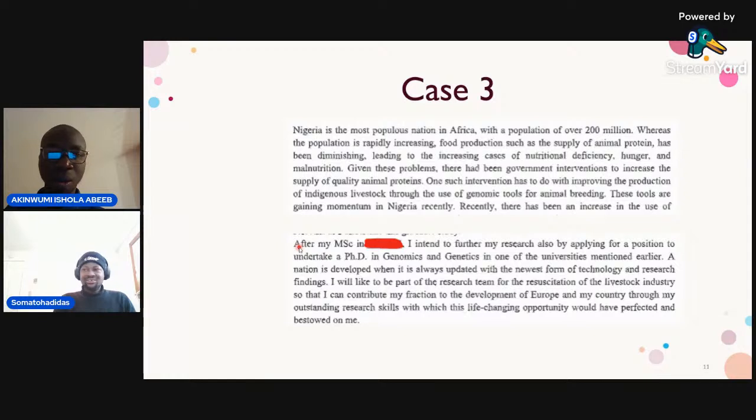And then they concluded: after my MSc, I intend to further my research by also applying for a PhD position in genetics and genomics in one of the universities mentioned earlier. A nation is developed when it is solely updated with the newest form of technology and research findings. I would like to be part of the research team for the resuscitation of the livestock industry, so that I can contribute my fraction to the development of Europe and my country through my outstanding research skills. So this is another angle where you could actually start and end your statement of purpose.